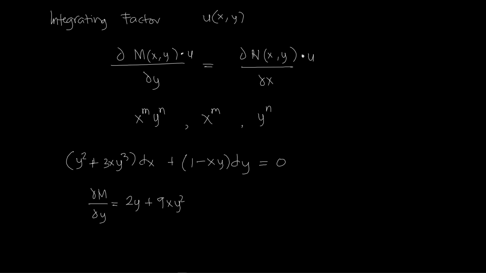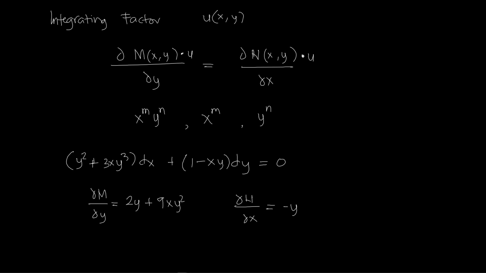Okay, next. Partial derivative of n with respect to x. This is zero. Then we have negative y. Right? Yes, sir. Now, they're not equal. So, it's not exact.